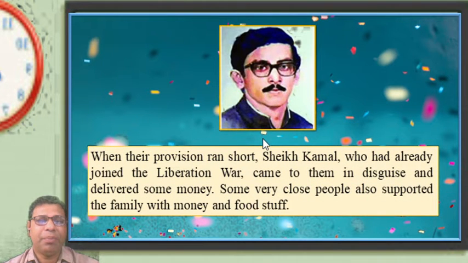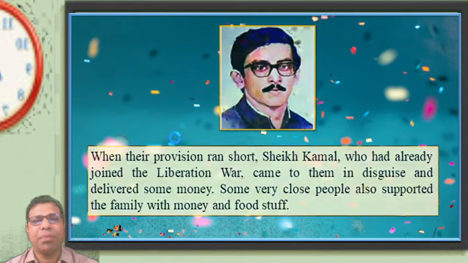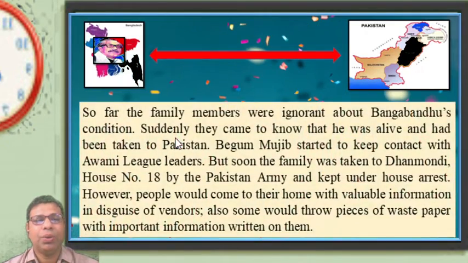When their provisions ran short, Sheikh Kamal, who had already joined the liberation war, came to them in disguise and delivered some money. Some very close people also supported the family with money and foodstuff. So far, the family members were ignorant about Bangabandhu's condition. Suddenly, they came to know that he was alive and had been taken to Pakistan.